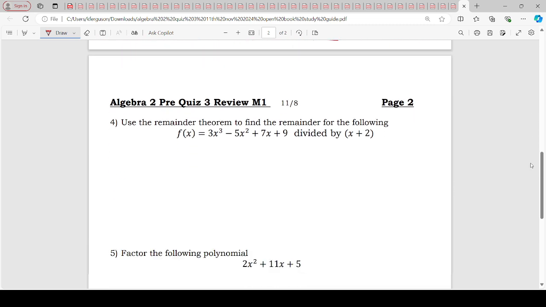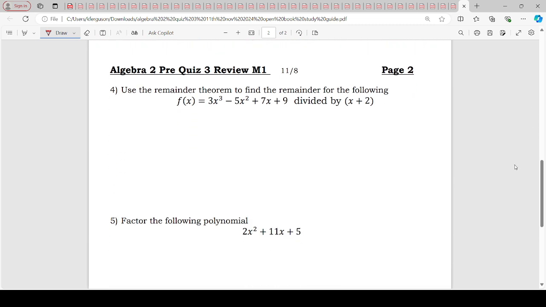Okay. So now, use the remainder theorem to find the remainder for the following. Again, the remainder theorem. So I look over here, what I'm dividing by. What's my D? So remember, my divisor needs to be in the form of x minus D. Is that in the form of x minus D? No. So I need to take x plus 2 and change it to x minus a -2. Now it's in that form. So what's my D? -2. So -2 is what I plug in here. So I plug in -2.